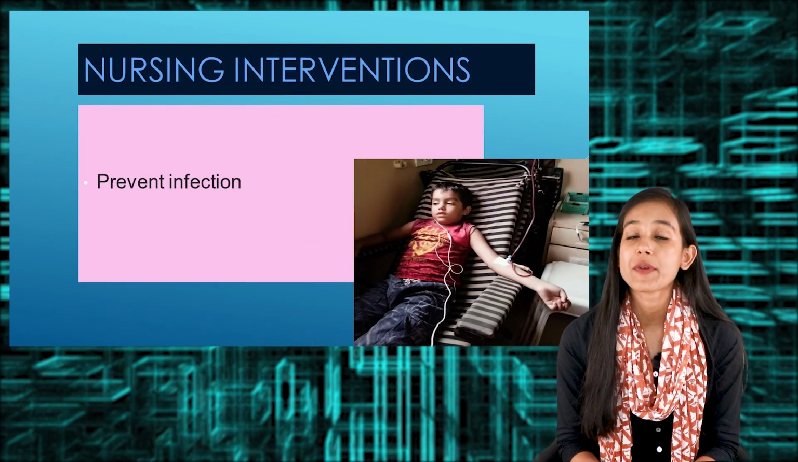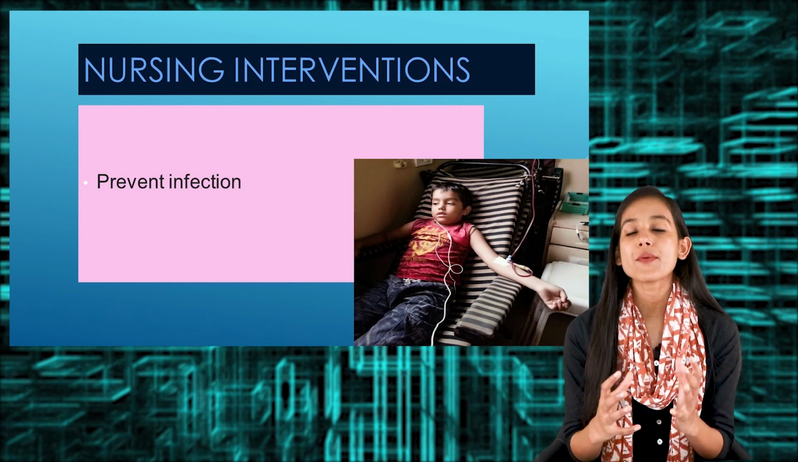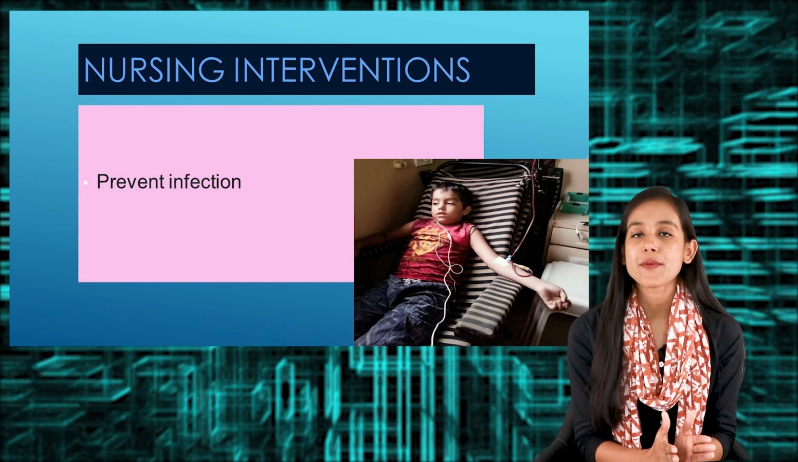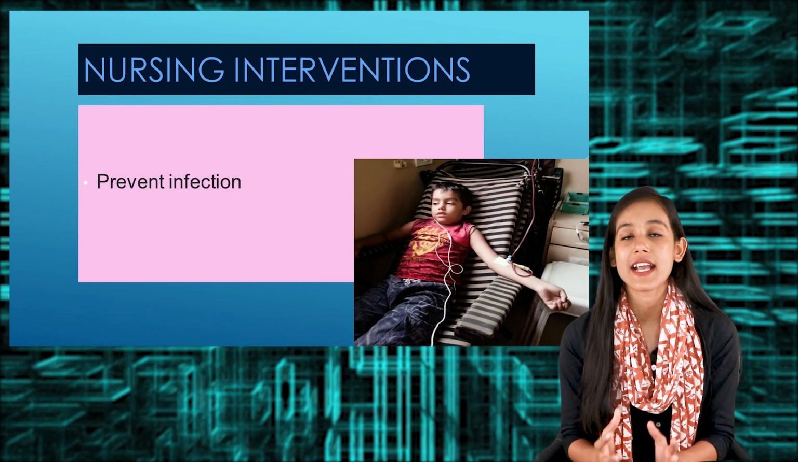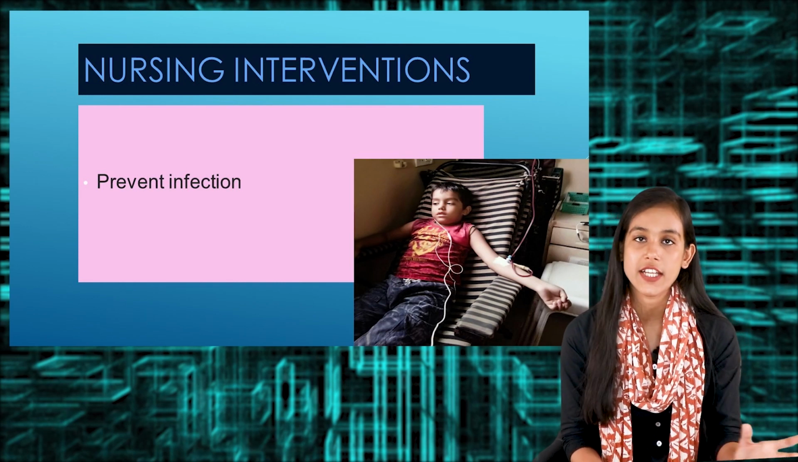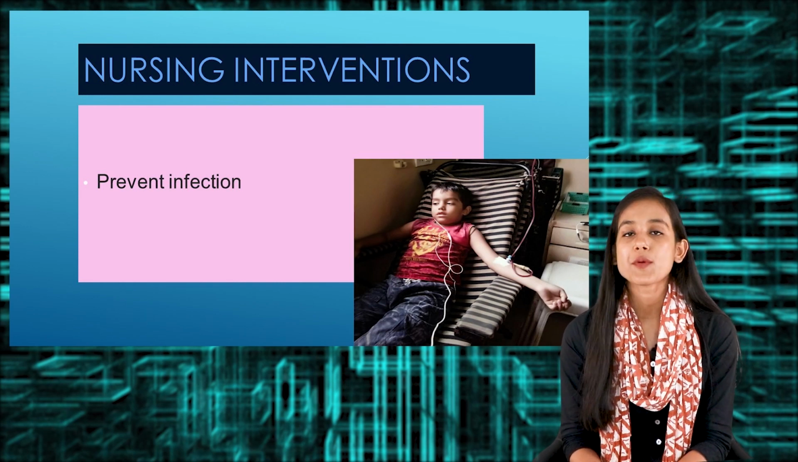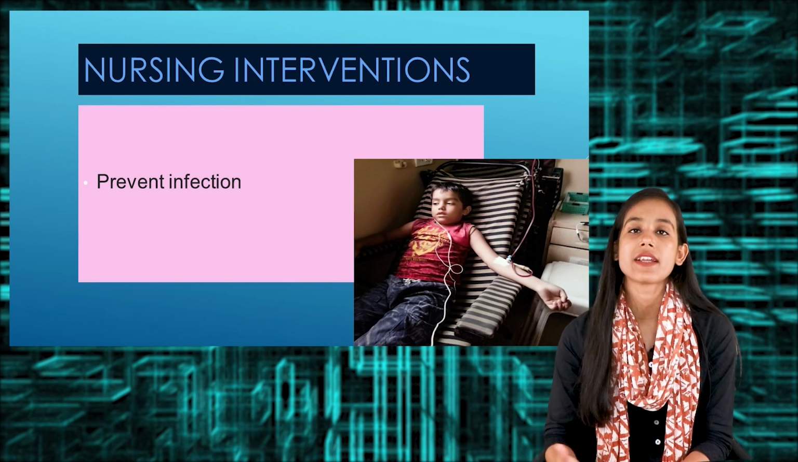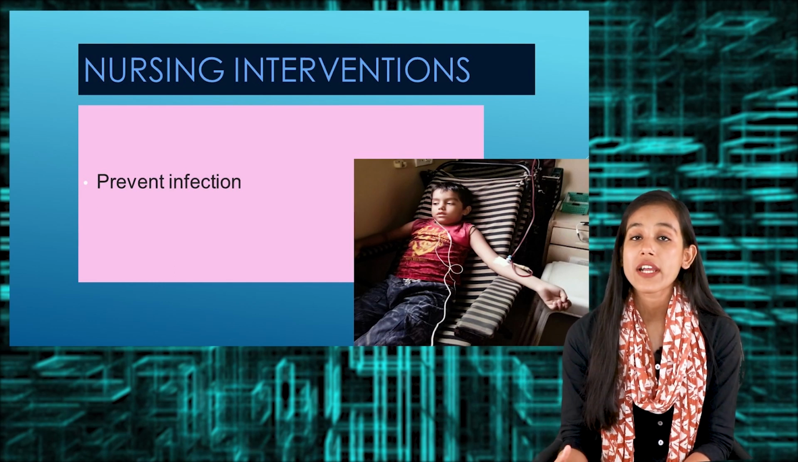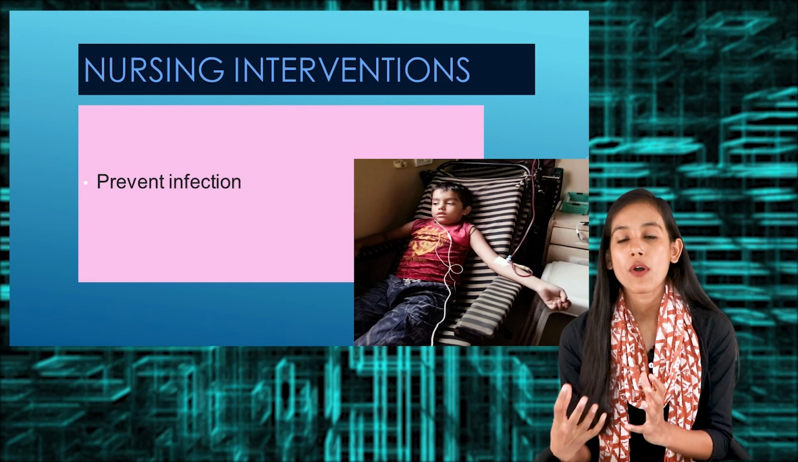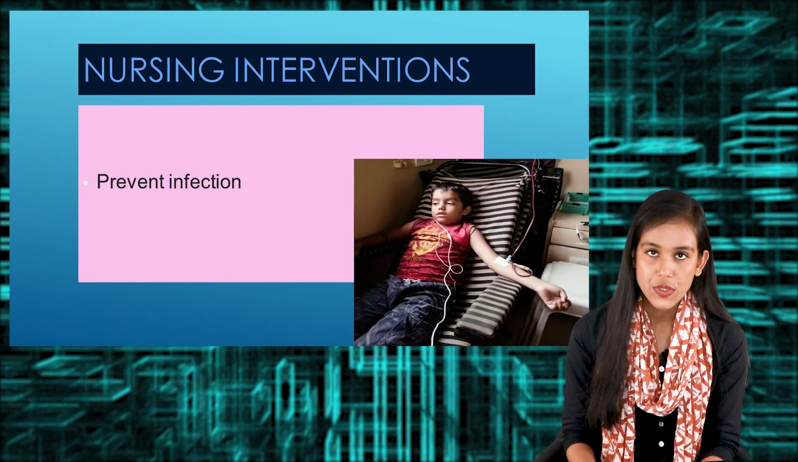Next, you also have to prevent infection, right? So how will you prevent infection? The first thing would be assessing if there are any signs and symptoms indicating infection. And the next thing would be you also have to instruct the parents and the child to avoid taking raw vegetables or uncooked meat.